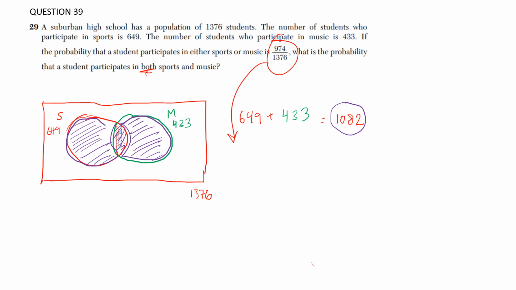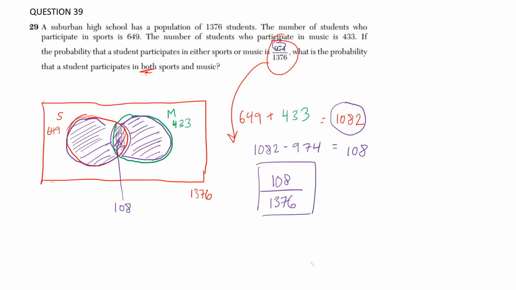So we can quickly find just what that difference is, okay? 1082 minus this numerator here, 974, okay? And that gives us 108 of overlap. So that tells me that in that middle region, there's 108 students that are in both sports and music, right? So to do the probability now, that's 108 students over the entire school, which is 1,376. That's our final answer.